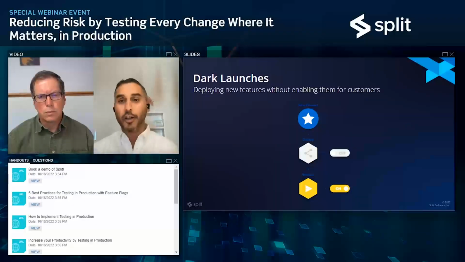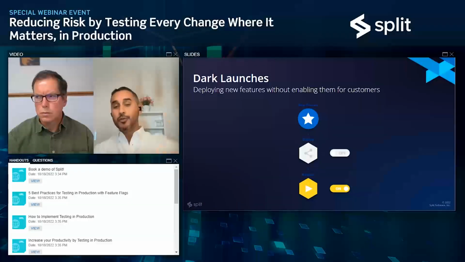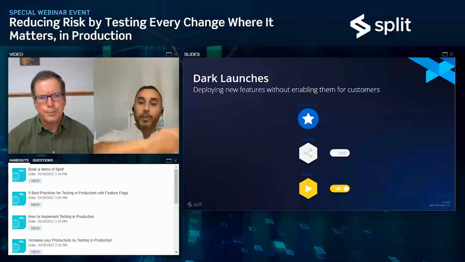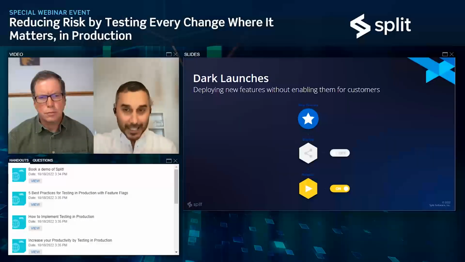The first one is dark launches. And what is a dark launch? It's deploying new features without enabling them for customers. So this is usually your first step. You put your code in production and it's at 0%. Now, why would you do this?